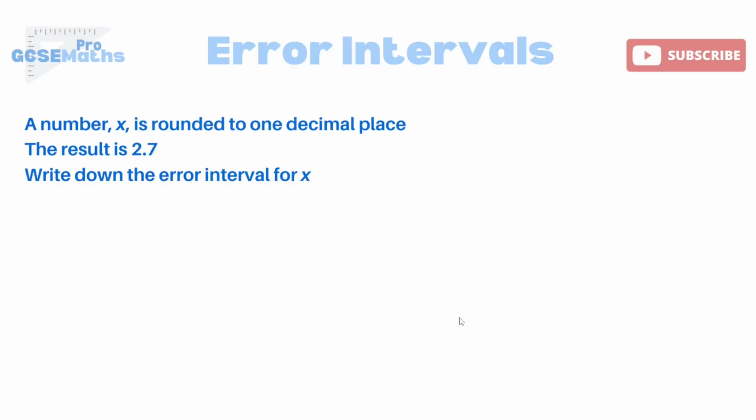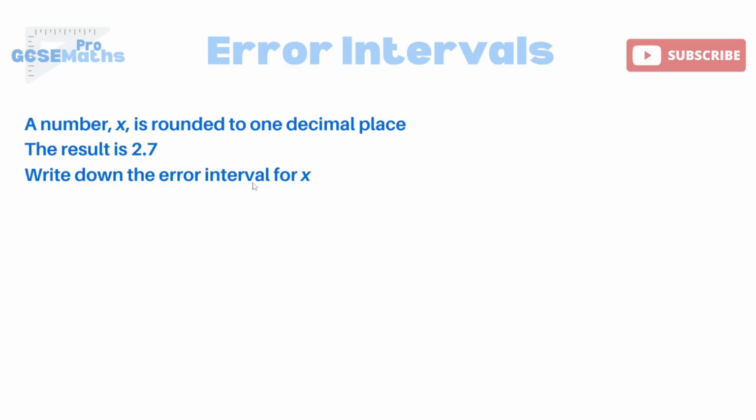Some of them are the exact same concept as upper and lower bounds. If you're higher tier, you will know what that is, in which case, same thing. The other category is slightly different, and we'll look at that at the end as well, and I'll point that out to you. So for example here, we've got a number, x, is rounded to 1 decimal place. The result is 2.7. Write down the error interval for x.